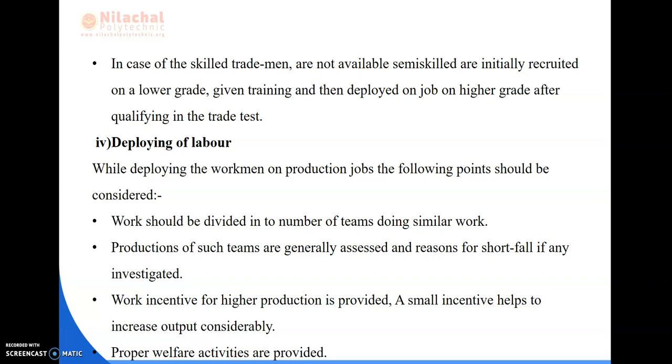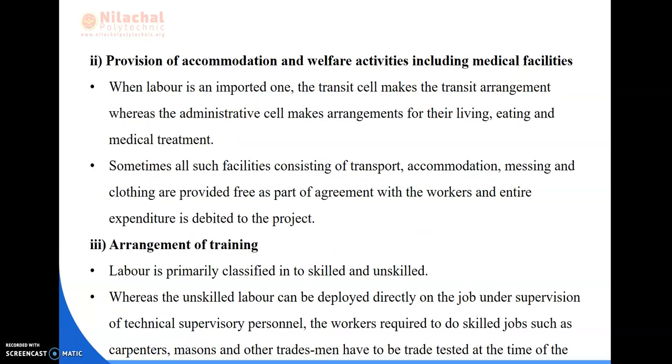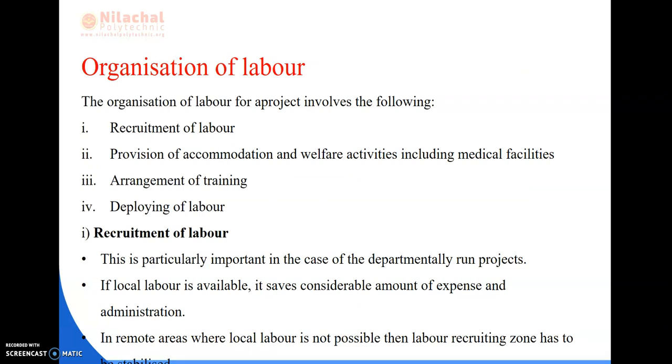So today we will be discussing the deploying of the labor. In the previous slide, we have already discussed what we mean by job layout, what the job layout samples are, what the principles of storing materials are, and what the types of organization of labor are. We have already read all of this.